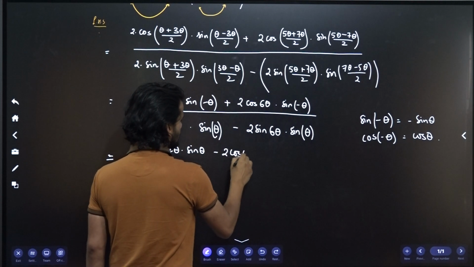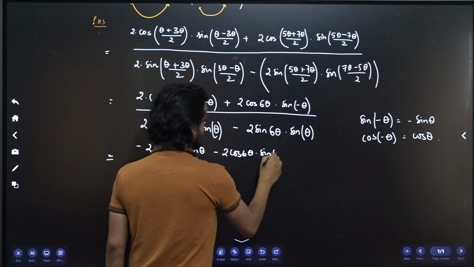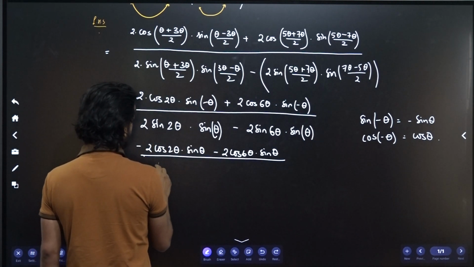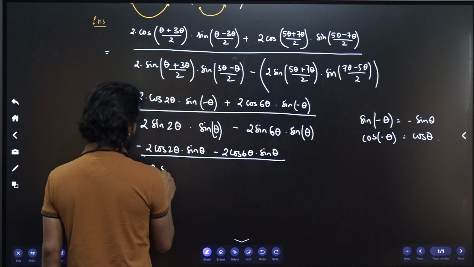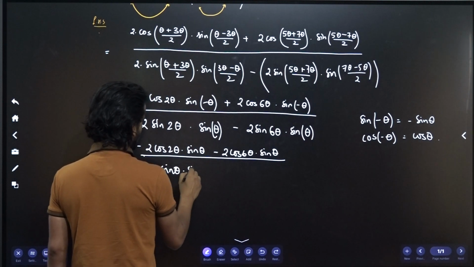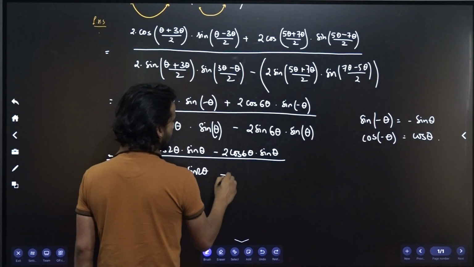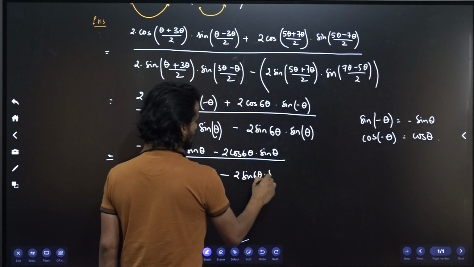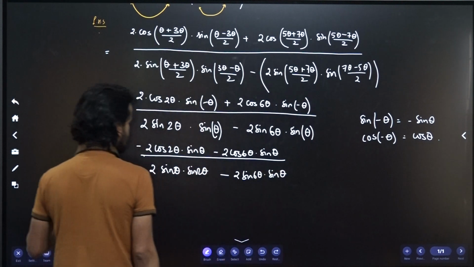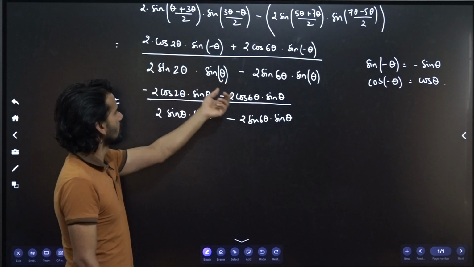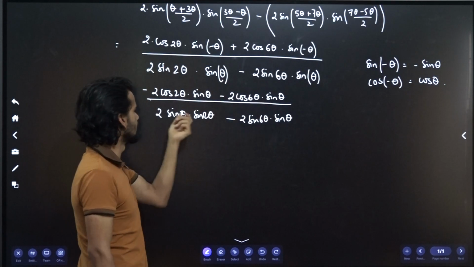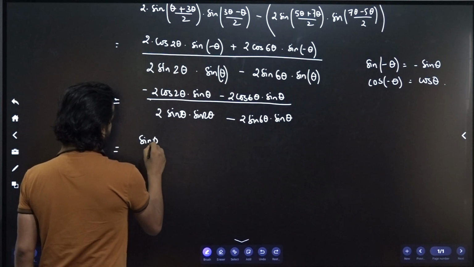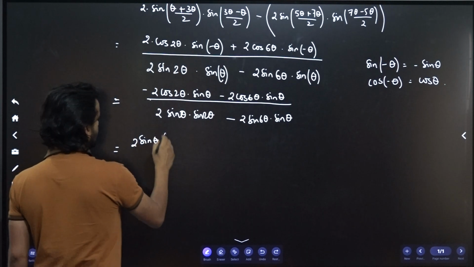So I'm writing cos 6 theta into sin theta divided by 2 sin theta sin 2 theta, minus 2 sin 6 theta into sin theta. Make sense? What do we have? Here also we have sin theta, here also sin theta. Sin theta can be taken as common, right? 2 sin theta.